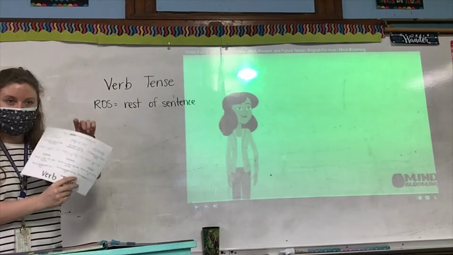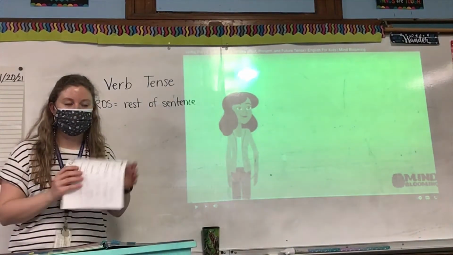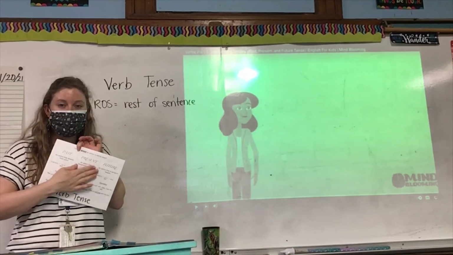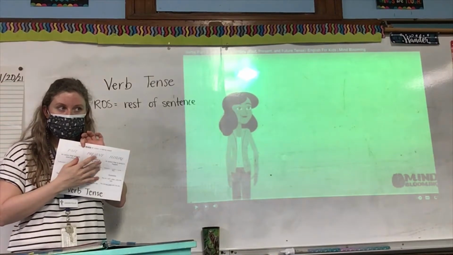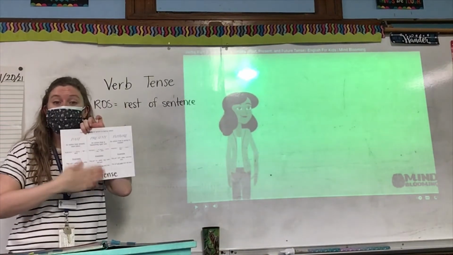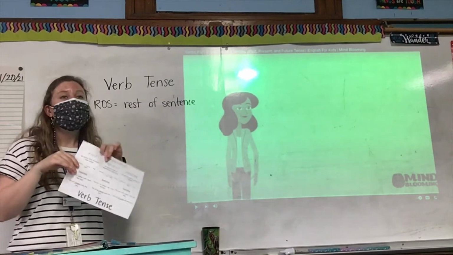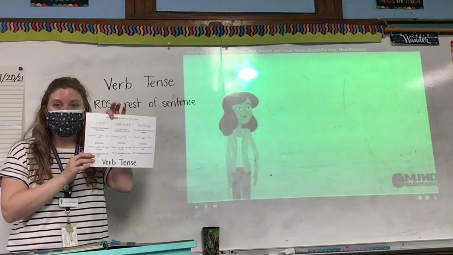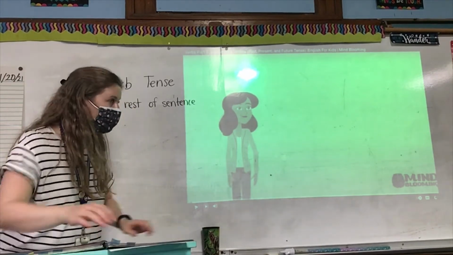If you need to make this note to yourself, we see ROS on all three boxes. ROS just means rest of sentence. That's what it stands for. We're going to look at this right before we do the guided practice. Okay? We'll watch our video, then we'll write our notes, then we'll look at this really quick, then we'll do our guided practice. Okay, Zadie, please turn off the lights.